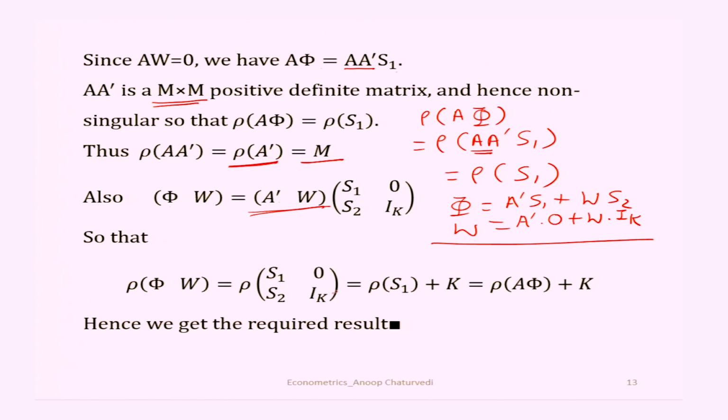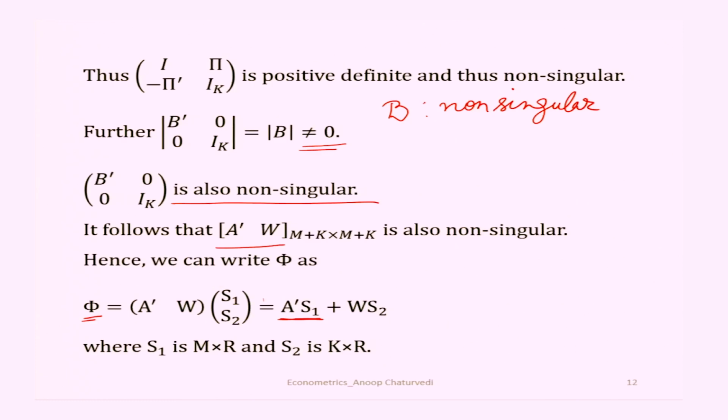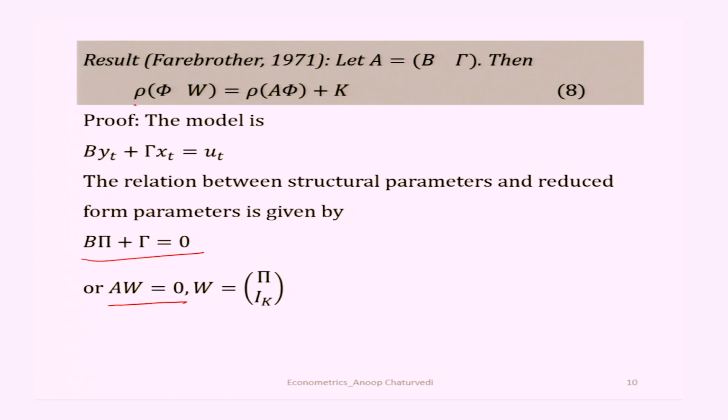And then rank of this matrix is equal to rank of S 1 plus rank of I k. Rank of I k is equal to k, and then we have shown that rank of S 1 is equal to rank of A phi from here, plus k. So, rank of phi W is equal to rank of A phi plus k. Now, this gives you the required result. Ultimately, we have to prove this result, rank of phi W is equal to the rank of A phi plus k. So, we get this result.